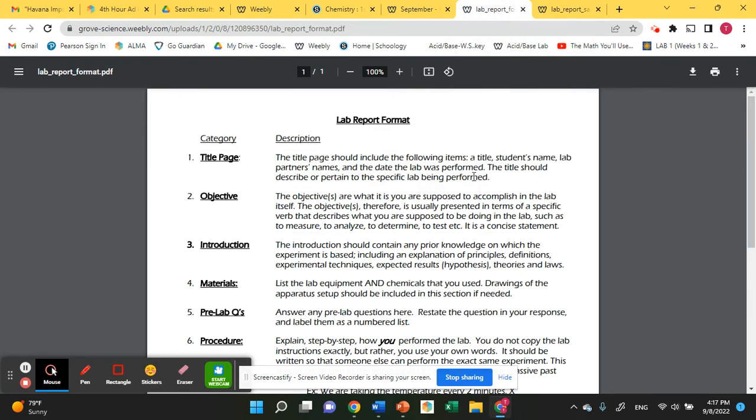So let's go through these, and I'm going to refer back and forth between these two documents that I have up. The first is going to be the title page. The title page should include the following items. One, a title, and it should describe what you're doing in lab. It should have your name, your lab partner's names, and the date that you did the lab.